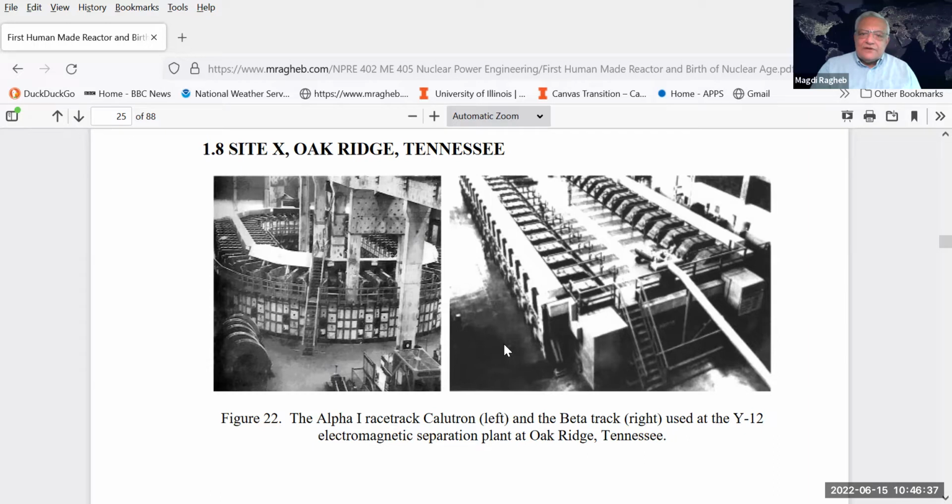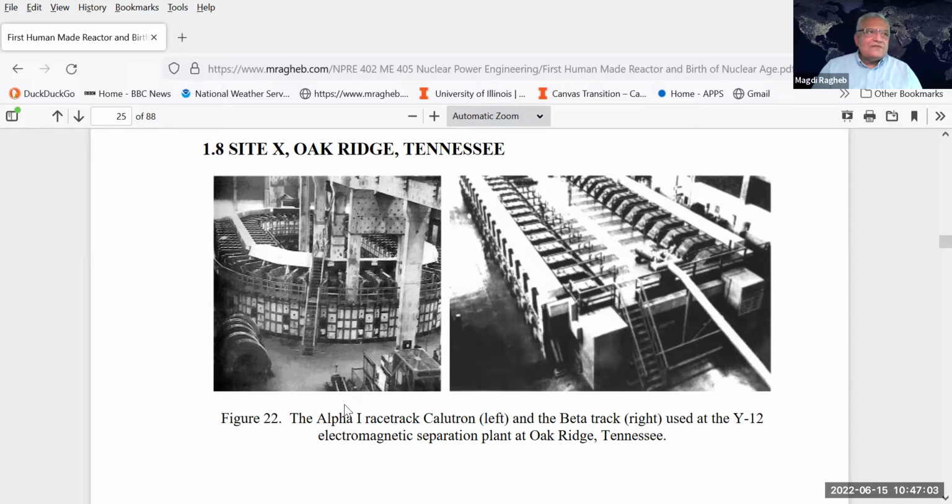So they built electromagnetic separation units. One was called the alpha racetrack or the Calutron. Calutron stands for California cyclotron. It was a cyclotron device where if you inject a charged particle in a magnetic field, the charged particle rotates around the magnetic field line.